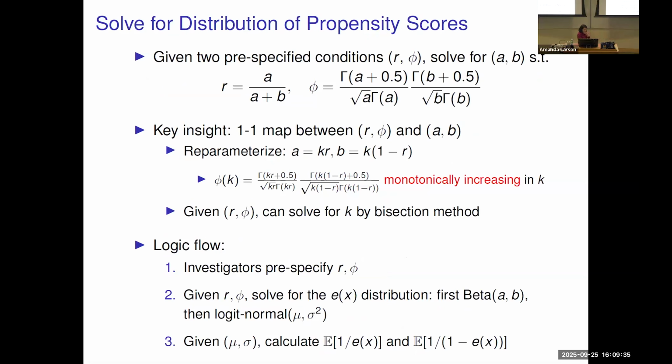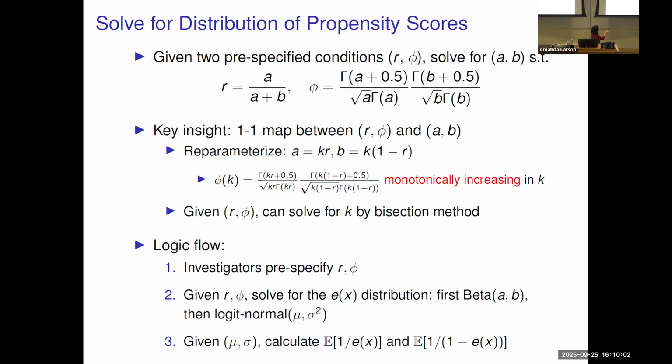Okay, so I need to speed up. So we solve for the distribution of the propensity score. We have two pre-specified quantities. Again, you give me the treatment proportion and the overlap coefficient, and I can solve for A and B because I have two conditions. Actually, proving this is also some trick, but forget about this. Basically, we prove that this phi is indeed monotonically increasing in K.